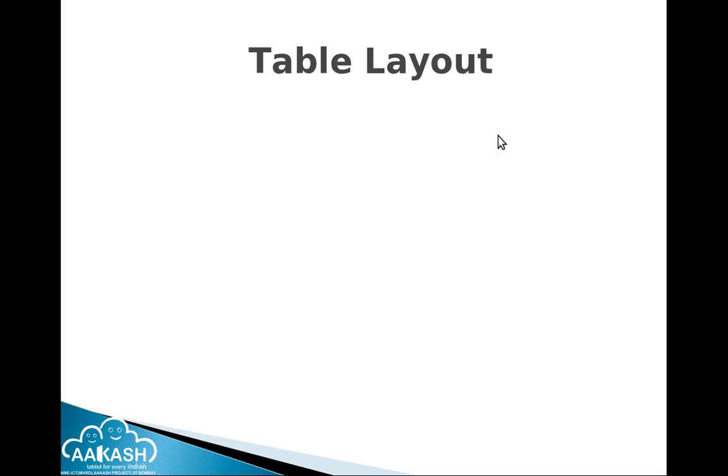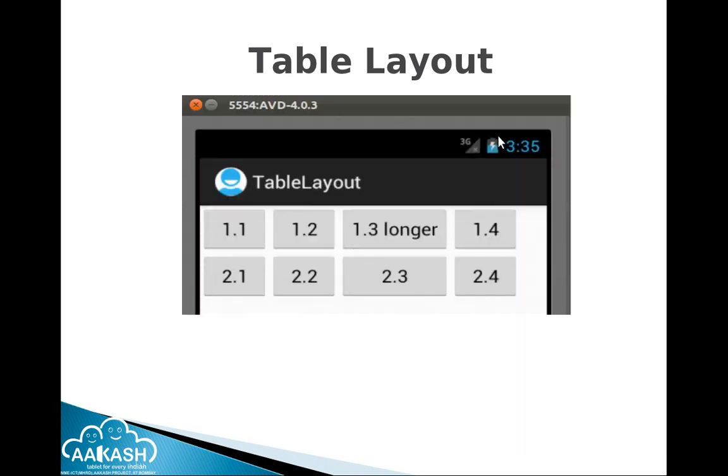Now comes table layout. In table layout also the components are arranged in the form of rows and columns. These are 2 rows and 4 columns. The only difference is the size of this button. The button 1.3 is longer than others, and the button 2.3 occupies the whole space. That is, it matches the parent. So let's see its output in the emulator.